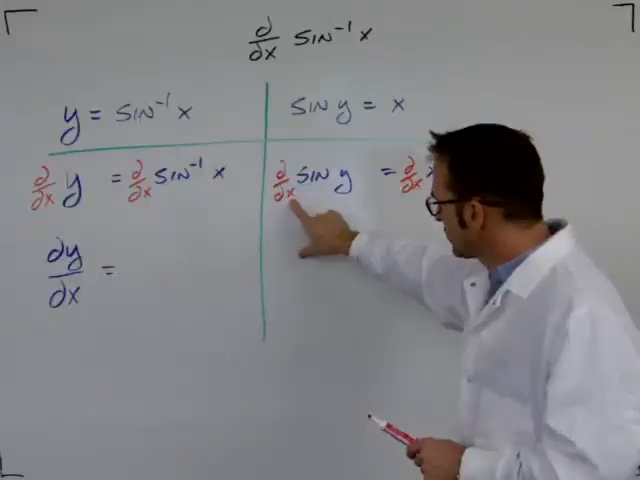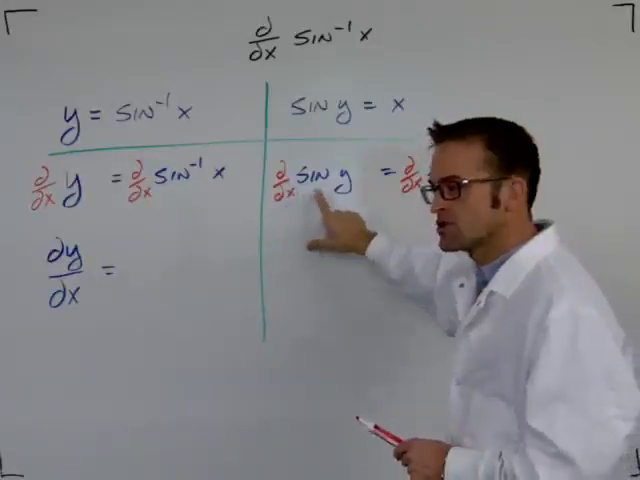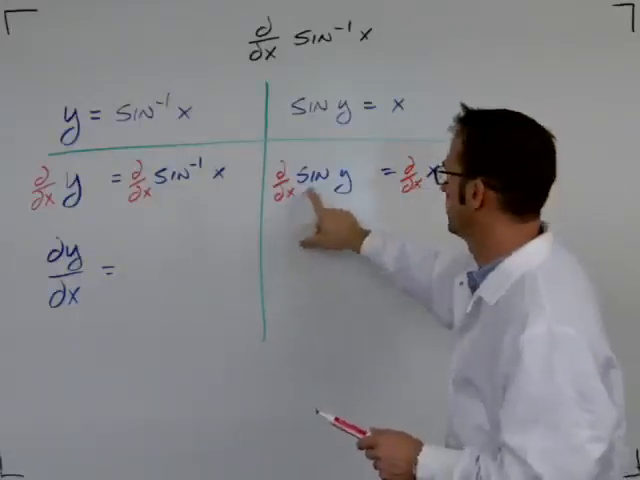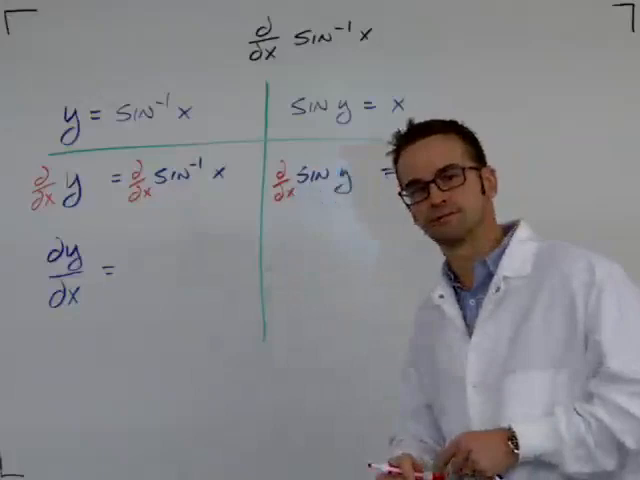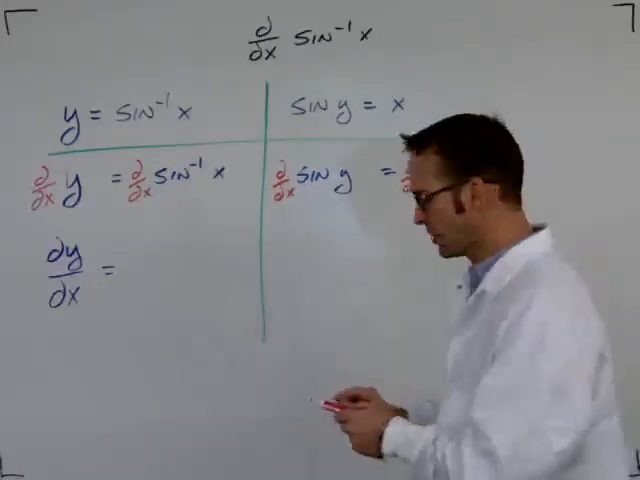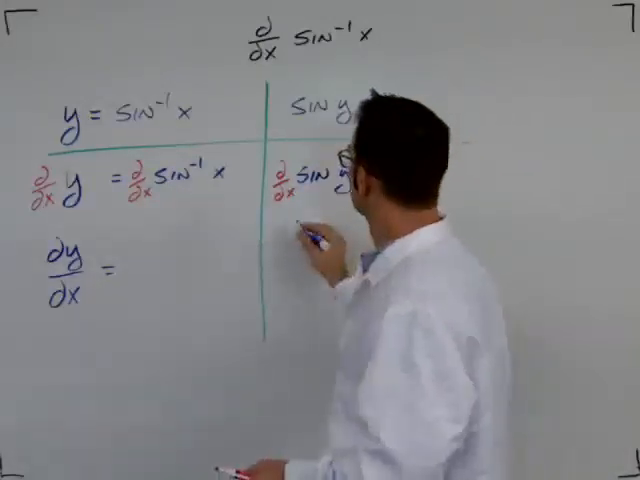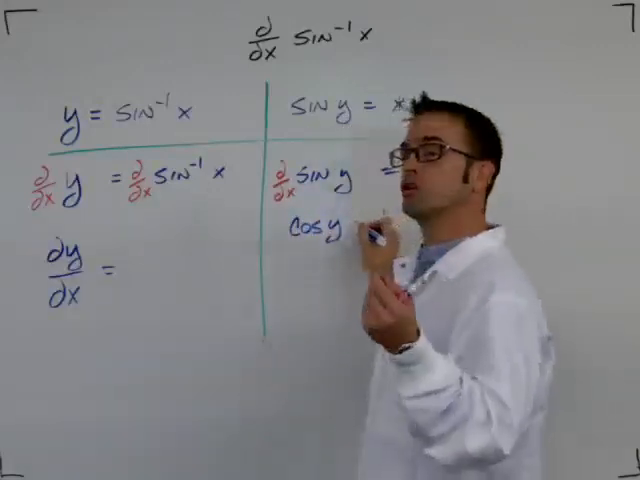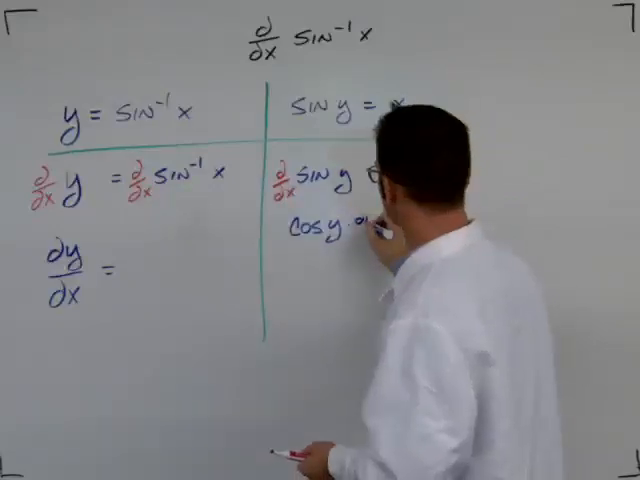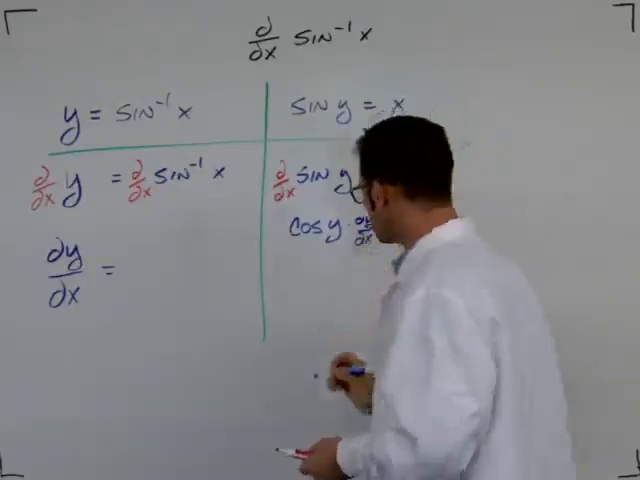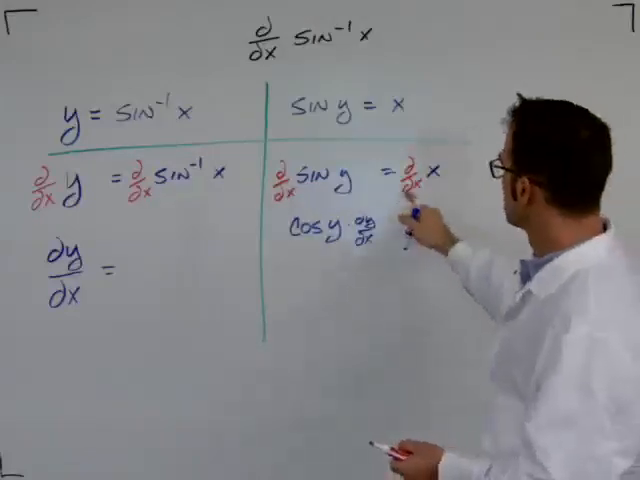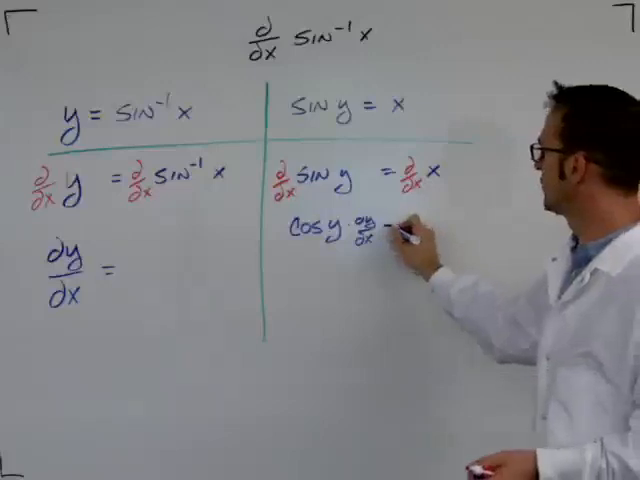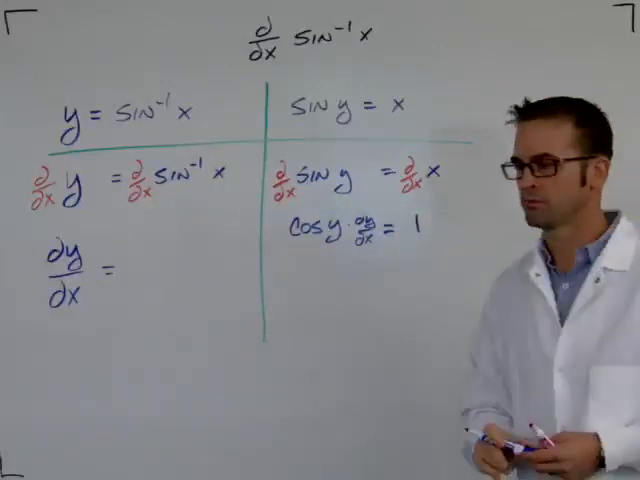Now we'll notice that the derivative with respect to x of sine of y, I might treat it like that language I used in class, the derivative of sine of garbage. The derivative of sine of garbage is cosine of garbage times the derivative of the garbage, which is dy dx. Now over on the other side, the derivative with respect to x of x is equal to 1. So we'll just have a 1 right here, which is pretty convenient for us.